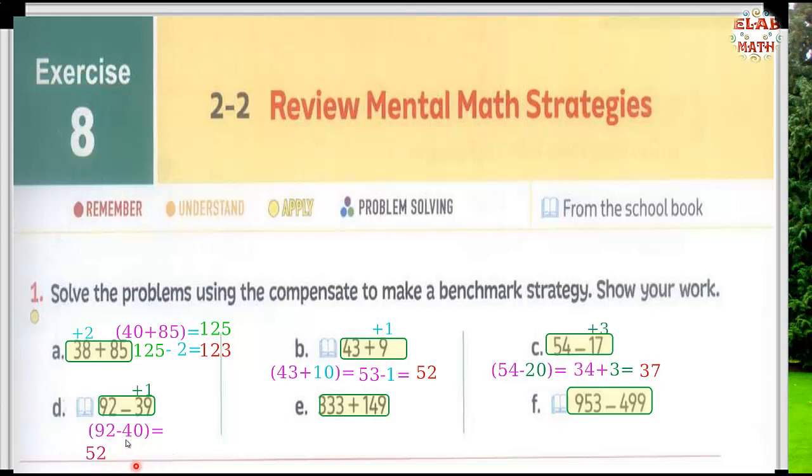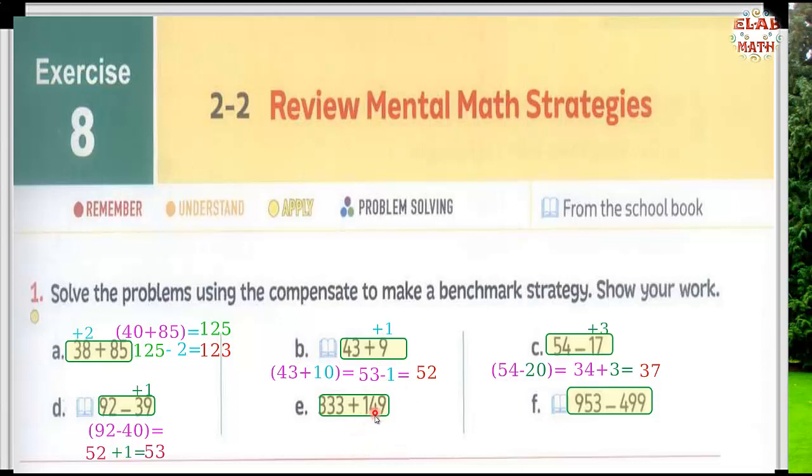And we said, if you have a subtraction statement, you should add again. Add after you add in the first step. You should add 1 to 52, or to the difference. 52 plus 1 is 53. This is the actual answer. Next one, letter A. 333 plus 149. You should add an amount to one number.